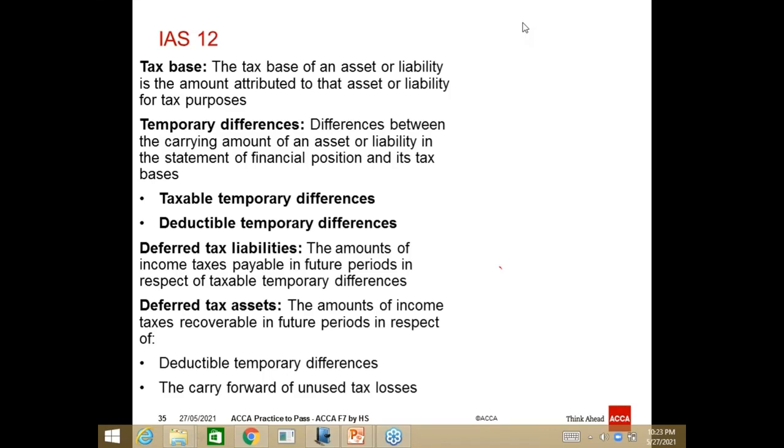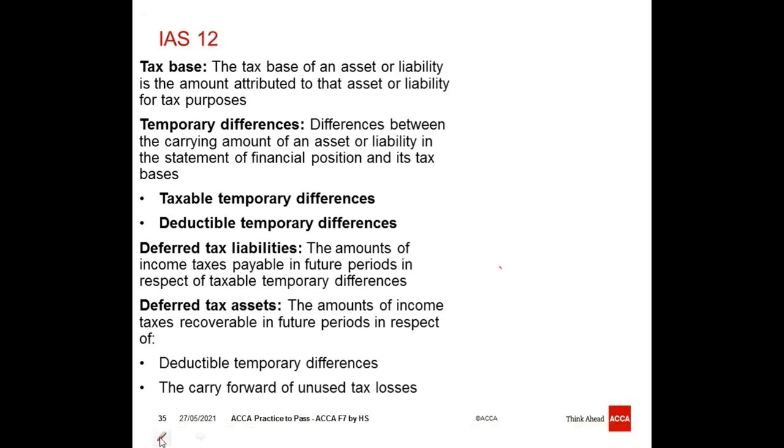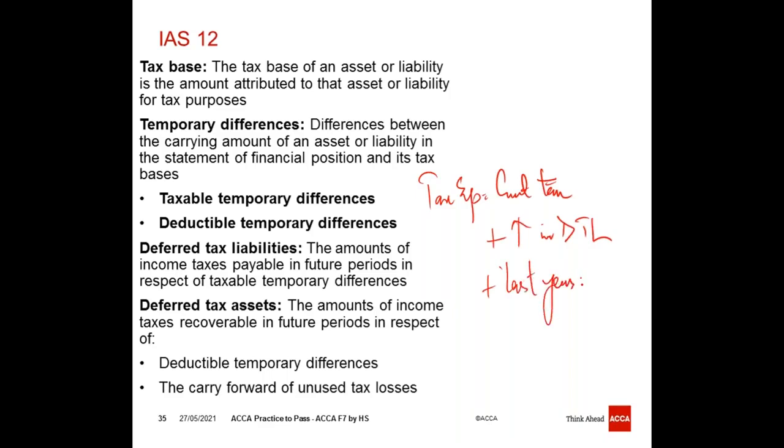IAS 12 says about the tax expense that the tax expense has three components. The first one is the current tax, plus increase in DTL, deferred tax liability, plus last year's under-provided tax. So these are the three components of the tax expense. Whenever the examiner asks you to calculate the tax expense, you need to add these three figures.